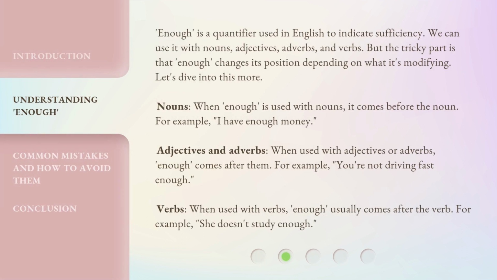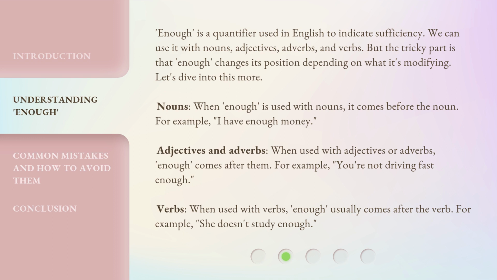Enough is a quantifier used in English to indicate sufficiency. We can use it with nouns, adjectives, adverbs, and verbs. But the tricky part is that enough changes its position depending on what it's modifying. Let's dive into this more.